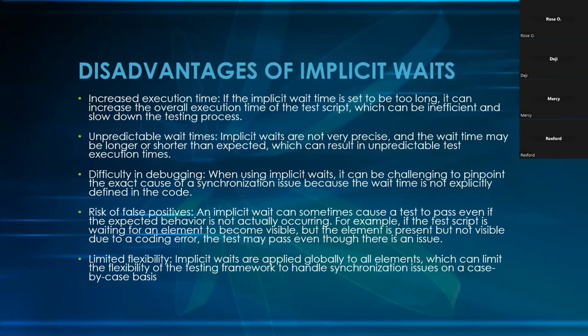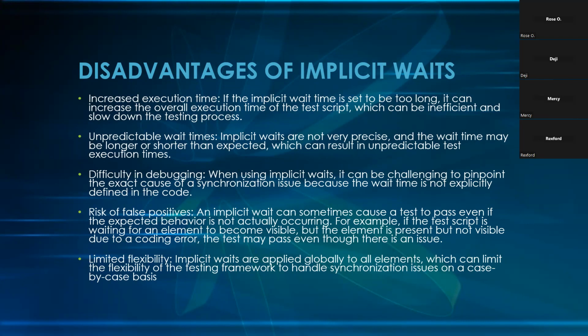So just like I mentioned, when you use thread.sleep and you set it to either 1 second, 2 seconds, or 5 seconds, you know very well the number of seconds it takes the code to execute. But with implicit wait, because it doesn't wait for that 5 seconds, you can't really tell if it picks up the code on the second or the third or the fourth. You can't really tell. So it is difficult in debugging. When using implicit wait, it can be challenging to pinpoint the exact cause of the synchronization issue because the wait time is not explicitly defined in the code.